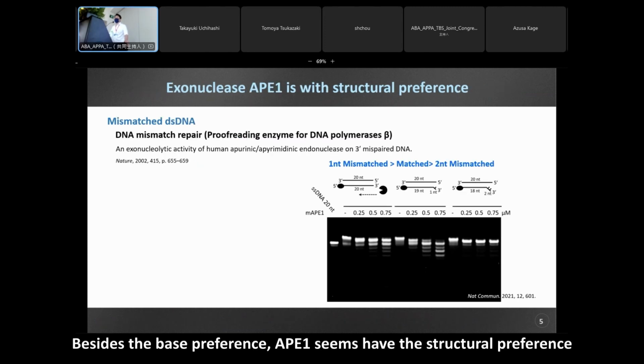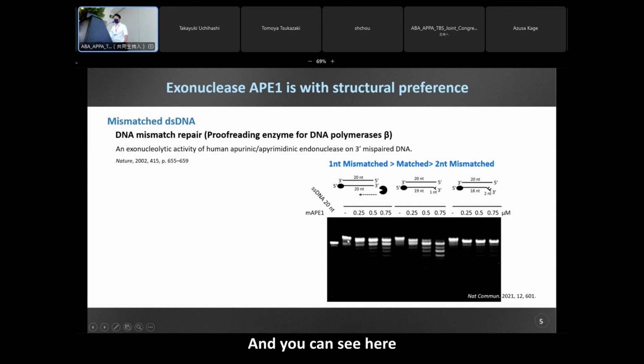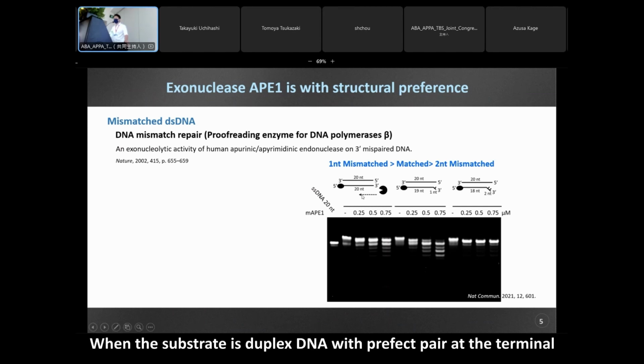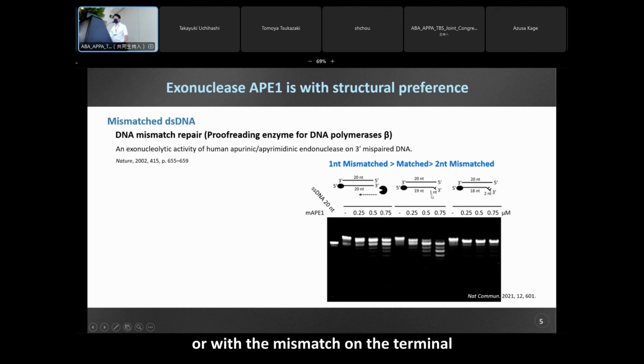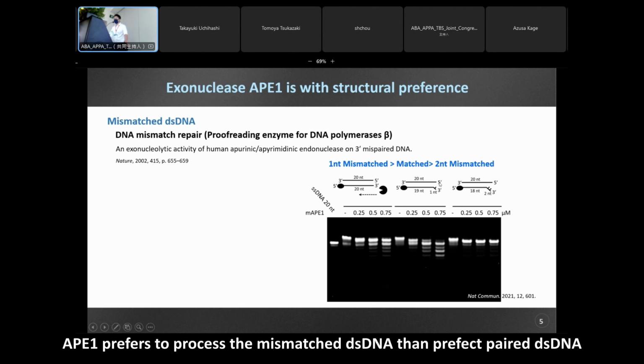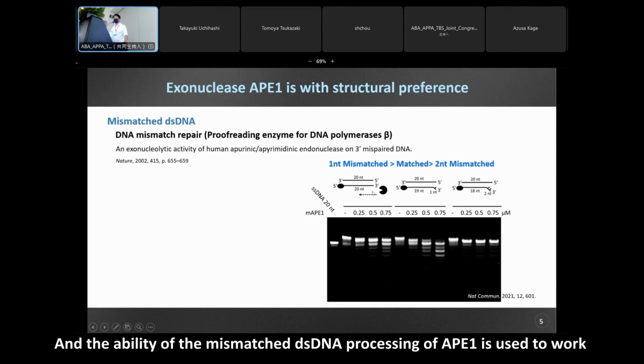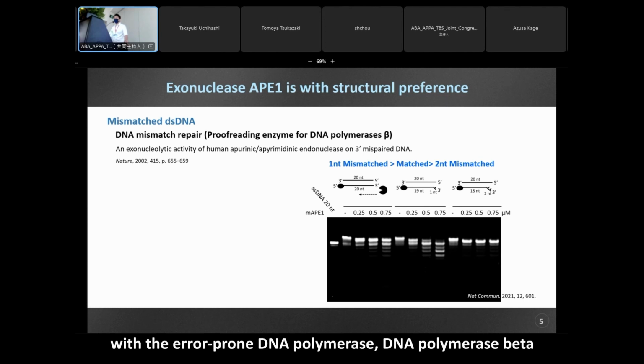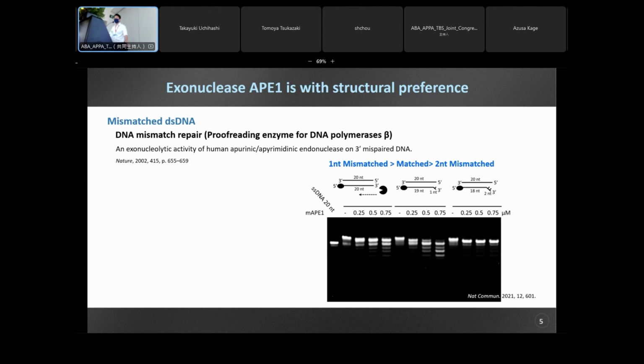Besides the base preference, APE1 seems to have a structural preference. You can see here, when the substrate is a duplex DNA with a perfect pair at the terminal or with a mismatch on the terminal, APE1 prefers to process the mismatched DNA over the perfectly paired DNA. The ability of APE1 to process mismatched DNA is used to work with the repair polymerase, DNA polymerase beta, to free the newly synthesized DNA.